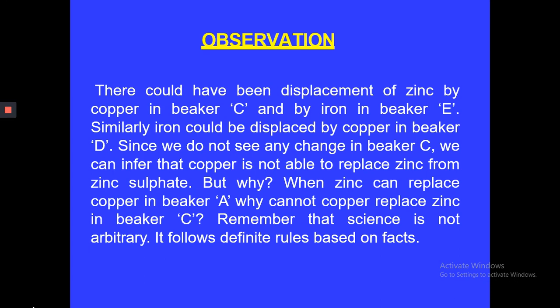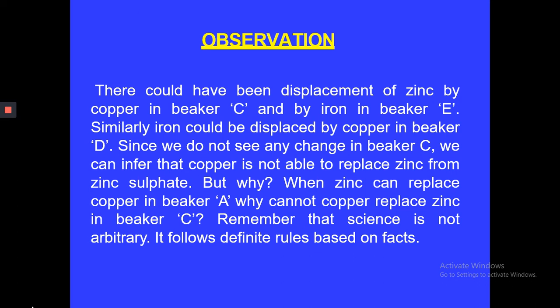Now, what observation will we get? There could have been displacement of zinc by copper in beaker C and by iron in beaker E. Similarly, iron could be displaced by copper in beaker D. Since we do not see any change in beaker C, we can infer that copper is not able to replace zinc from zinc sulfate. But why? When zinc can replace copper in beaker A, why can't copper replace zinc in beaker C?